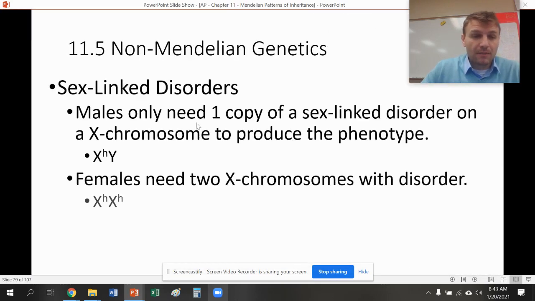So again, males only need one copy. Let me go back here. Males only need one copy of this disorder, and you can see here it's usually recessive. It can be dominant, but they're usually more recessive. Females need two. So you can see here this disorder they need two.